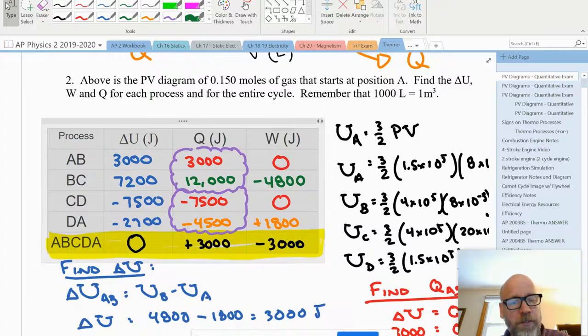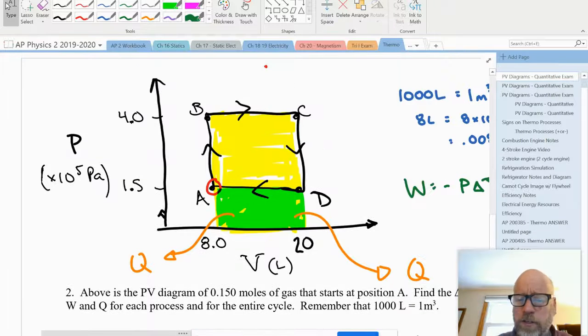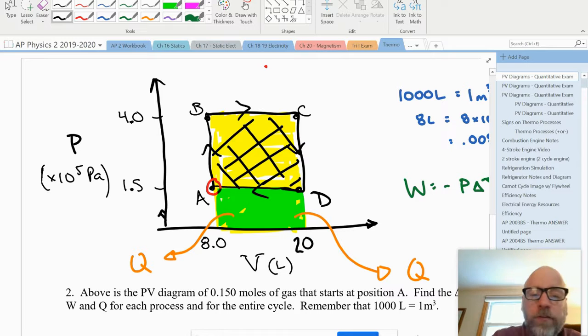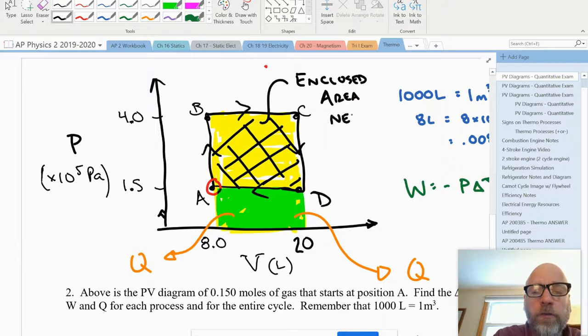Last thing I'll mention before I close this up and pray that it works. If we look at our graph, you can see that we colored in yellow all the way down to the bottom. Then we colored in the green. And what I have here in the middle is the net work done on the gas. So the enclosed area of any PV diagram is going to be the net work. Like those are two separate words, net work. Done either on the gas or by the gas.